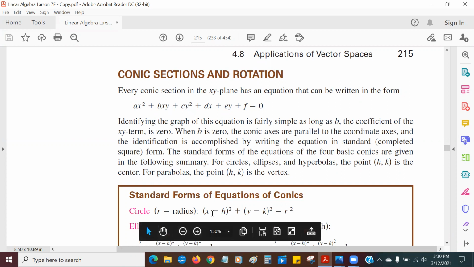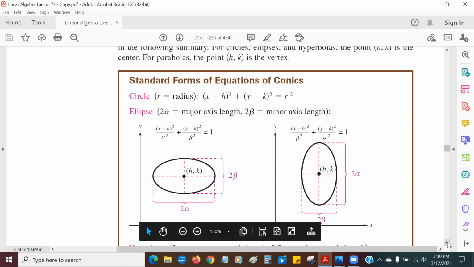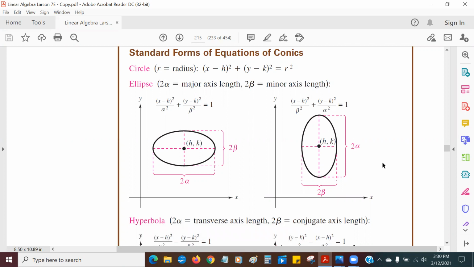That's a circle, x minus h squared plus y minus k squared equals r squared. That's a circle with radius r, and the center is h comma k. Another type is the ellipse. x minus h squared over a squared plus y minus k squared over b squared equals 1. And so on and so forth. You get the minor axis, major axis, all kinds of cool stuff.